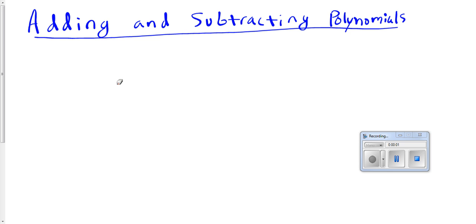All right. So these notes are on adding and subtracting polynomials. I don't want to spend a lot of time adding and subtracting polynomials because what we're going to do in this class is multiply them, and we're going to have to combine things together anyways. But I want to stress one thing that's very, very important.